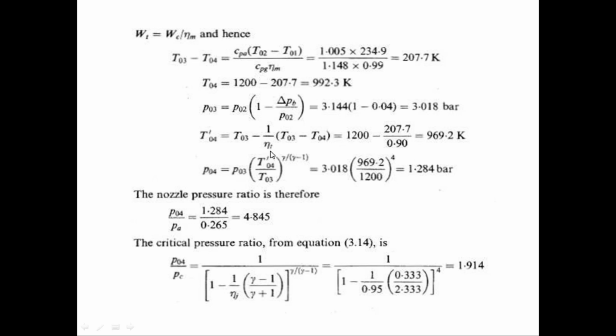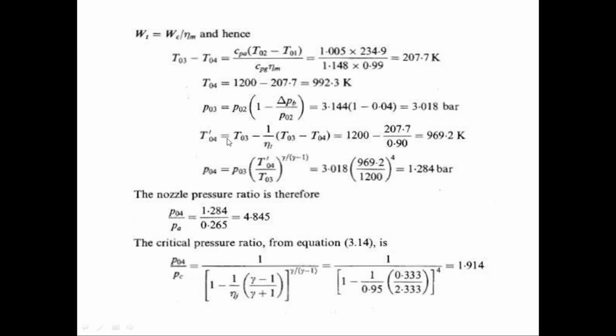We know the turbine efficiency is the ratio of the actual work produced to the isentropic work produced. So the actual work produced is T03 minus T04 and the isentropic work produced is T03 minus T04 dash. The work produced is equivalent to the drop of enthalpy, and this enthalpy drop is written in terms of the temperature difference. Of course, the Cp values cancel out.